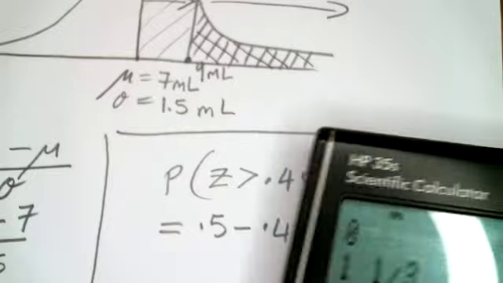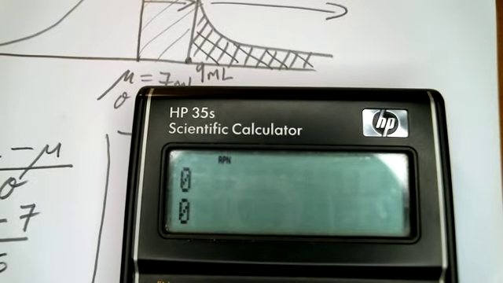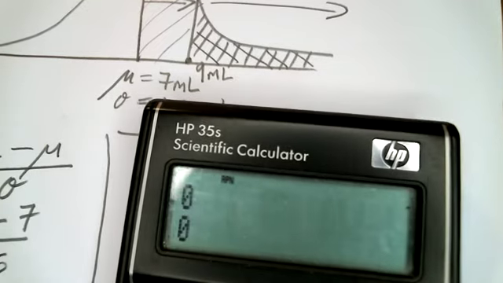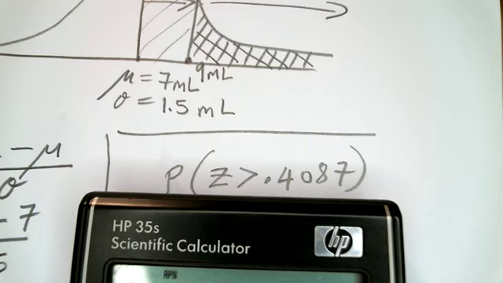So I've got the wrong thing on the calculator. I'm just going to get rid of that. So it's 0.5. I'm going to take 0.4087 off that. And I'm left with, why does it give me 0? Okay, that's a useless calculator.